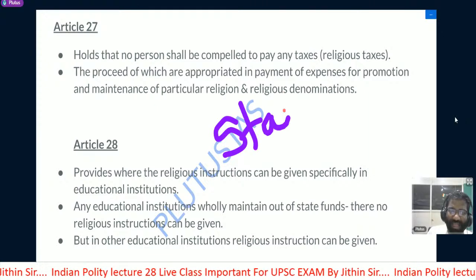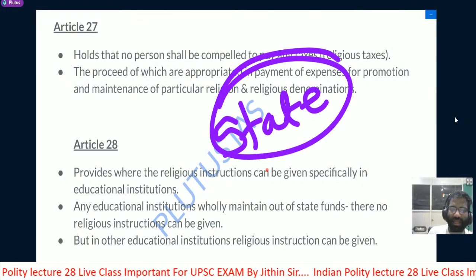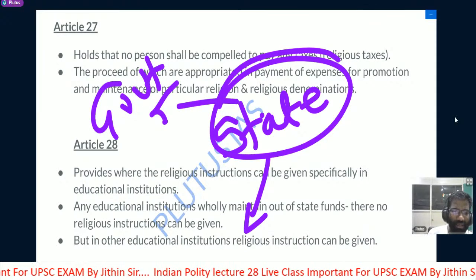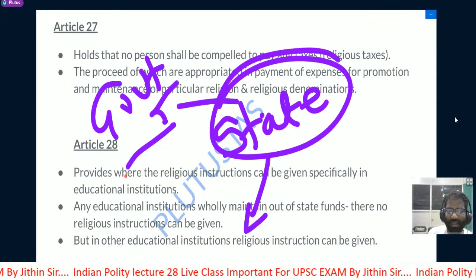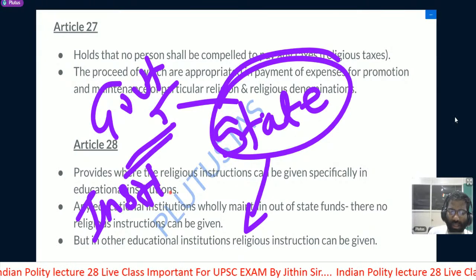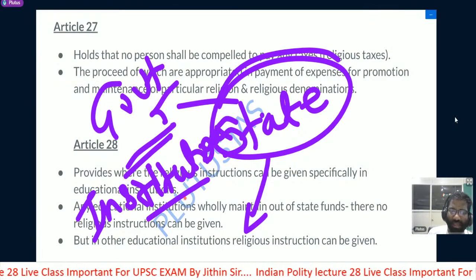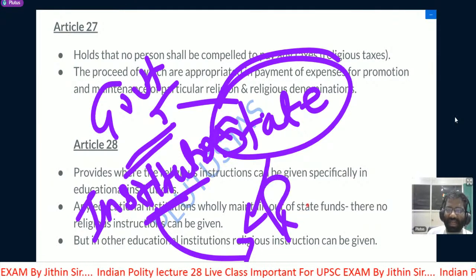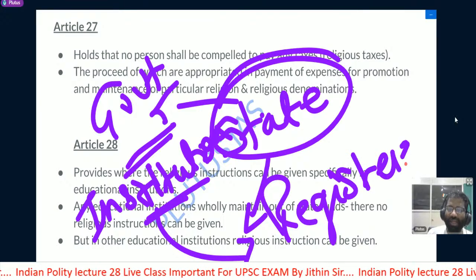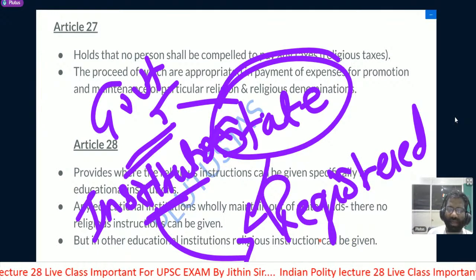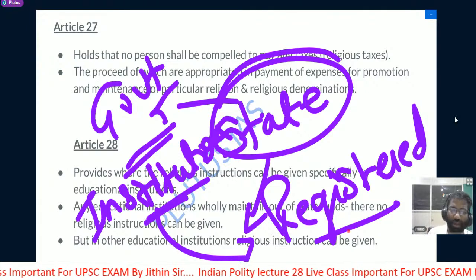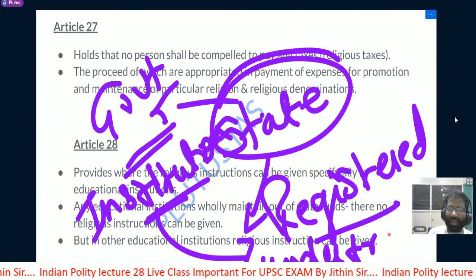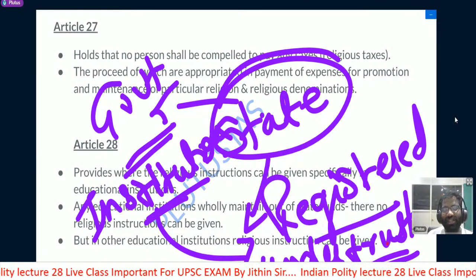That means if an institution is run by the state, like the state government, meaning the government is controlling the institution, but it is registered as a trust. Trusts, you know, are formed by a group of people, like charitable trusts. So in those kinds of institutions registered under a trust, if required, religious instructions can be given there.